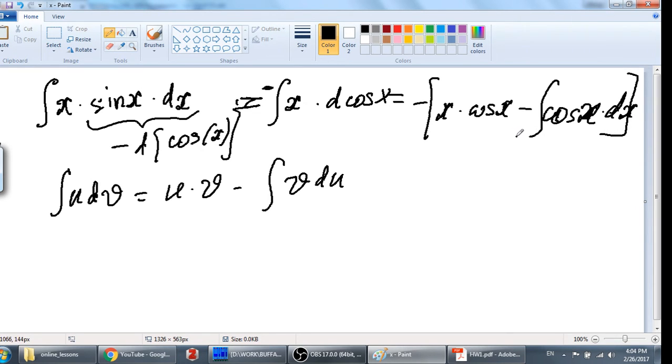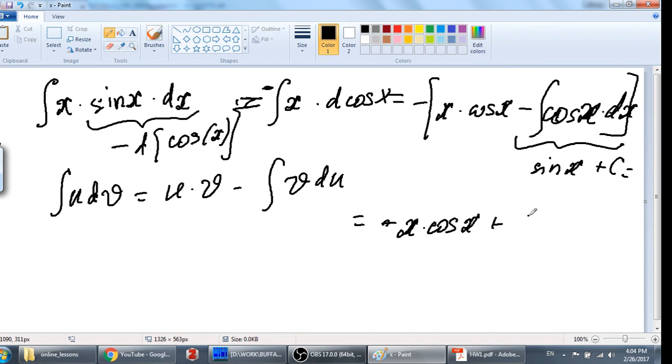Now the integral of cosine of x dx is of course sine of x plus a constant. So eventually we get minus x cosine x plus sine x plus c. Okay, that's the thing.